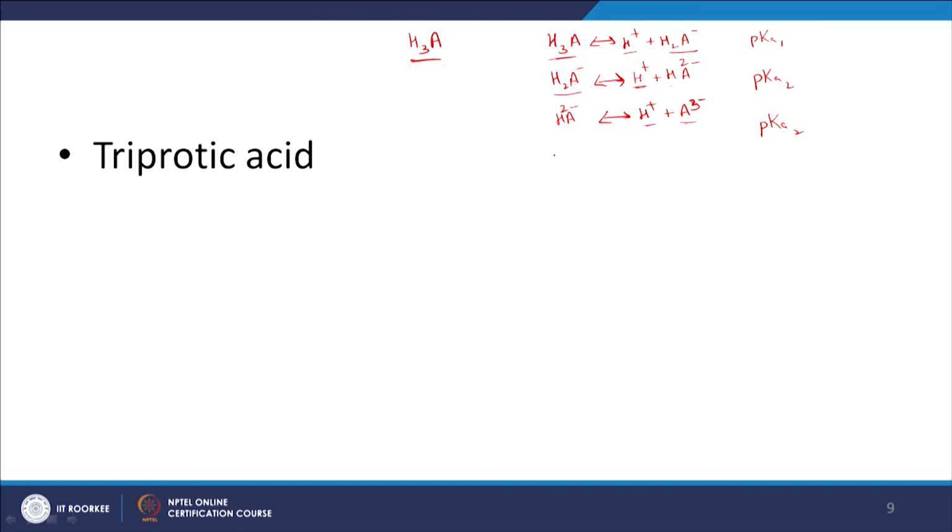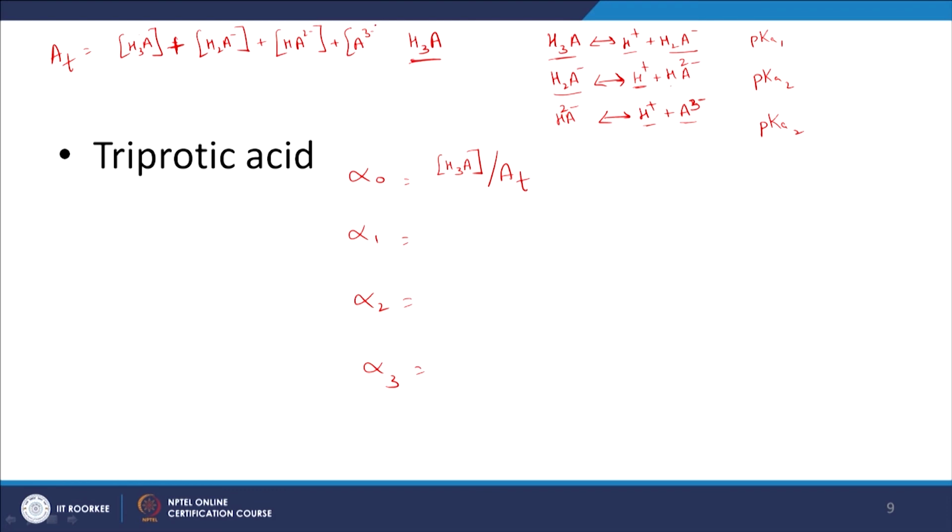So, because we have 3 protons, we are going to have 4 ionization fractions, alpha 0, alpha 1, alpha 2 and alpha 3, and obviously each one would be equal to what now? The first will be H3A concentration by A total, and what is A total here in this case, please? It is going to be equal to the total acid in all its forms: H3A plus H2A- plus HA2- plus A3-, right?